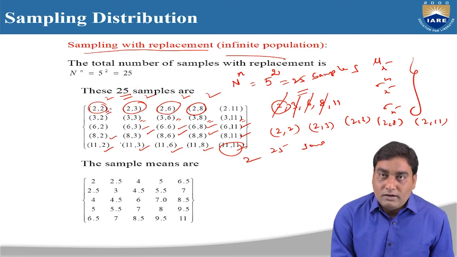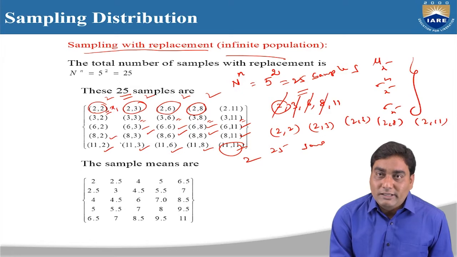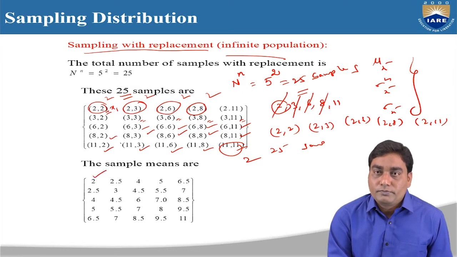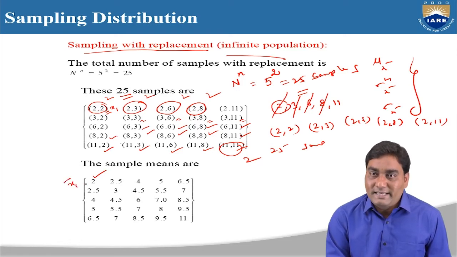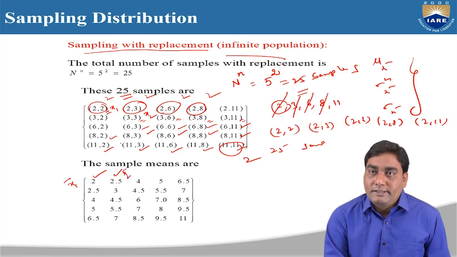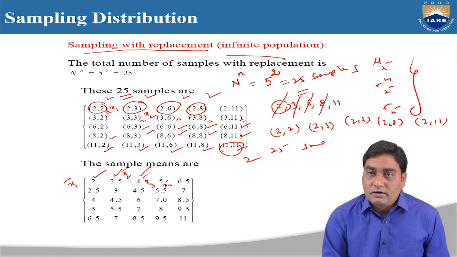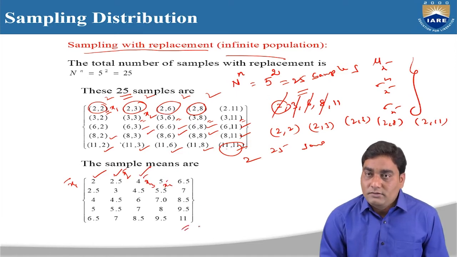This is the first sample, x1. Its mean is 2 plus 2 by 2, which is 2. That means this is x1 bar, where x1 is the first sample and its mean is x1 bar. Similarly, second sample x2, 2, 3, its mean is 2.5. This is x2 bar. Similarly, 2, 6, average 4, x3 bar, x4 bar, like that. Coming to the last one, 11, 11, average is 11, xn bar. N is 25, as 25 samples are there. X25 bar.